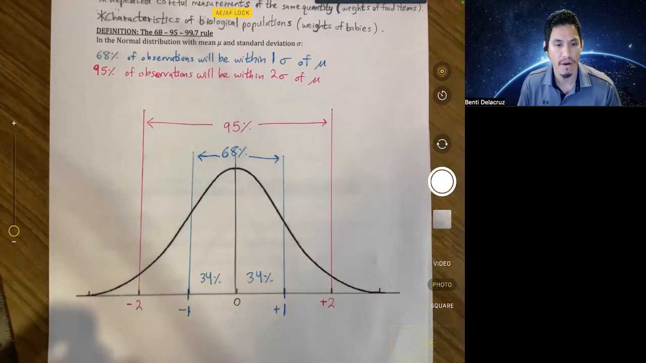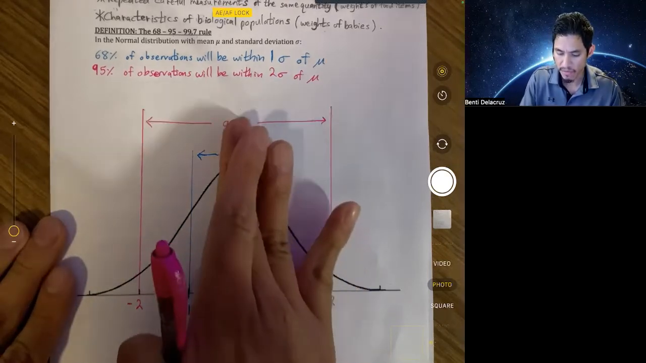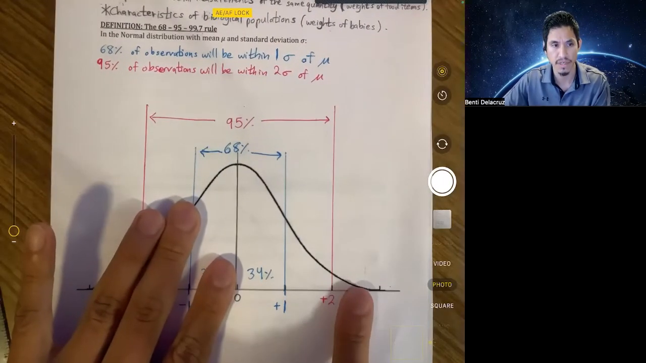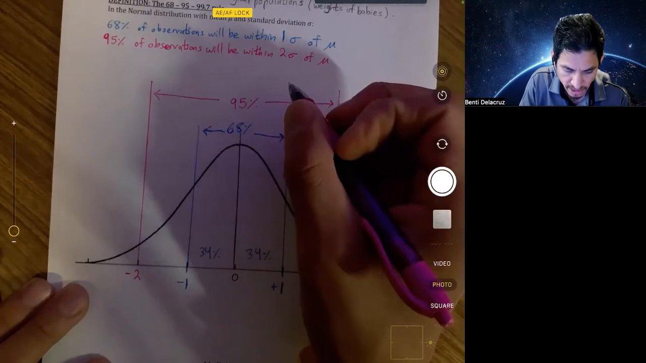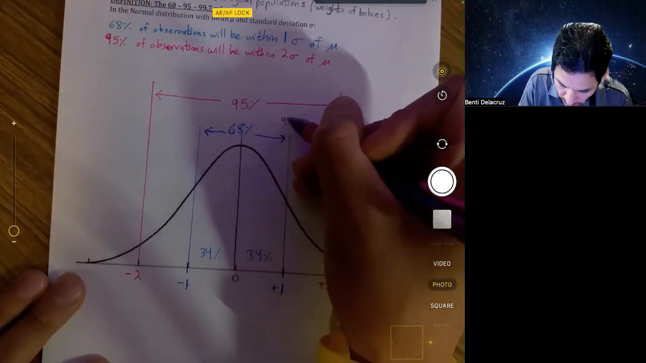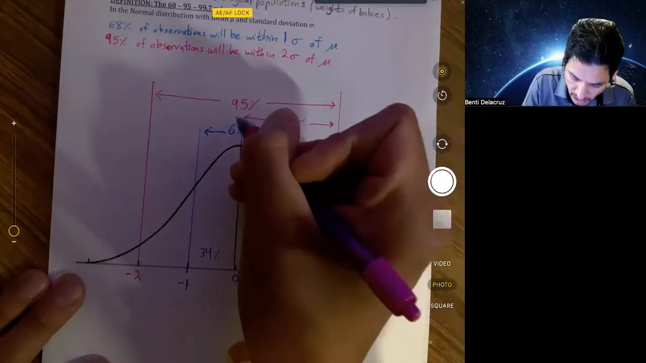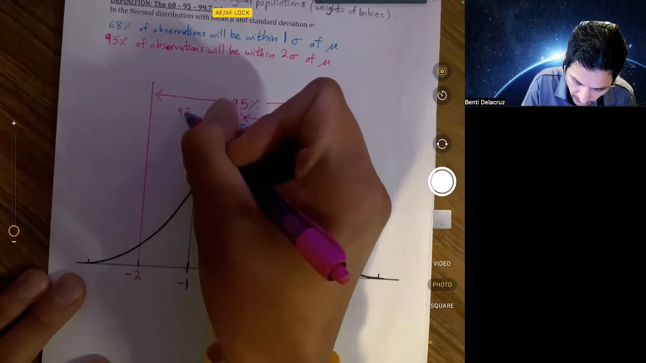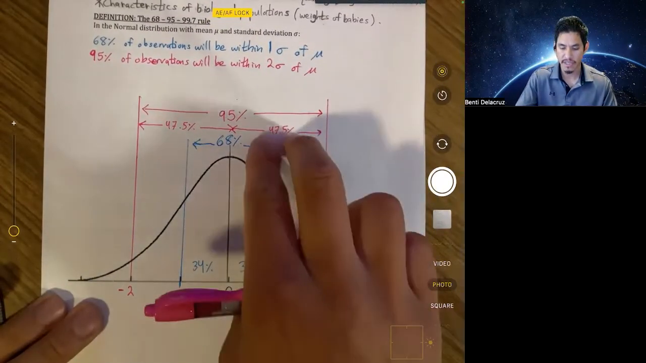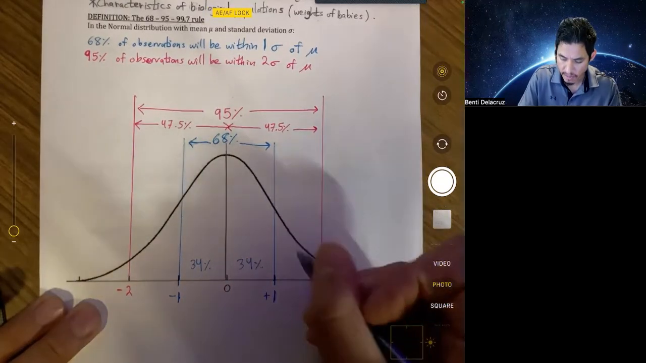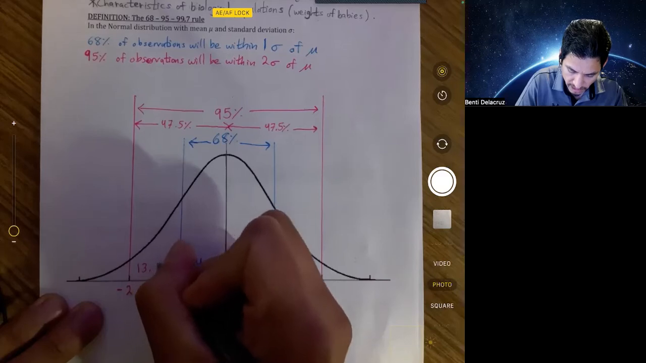All right, so now breaking this down, since this is again a symmetric curve, half of 95% will be from here to here, from 0 to 2 standard deviations, and the other half will be from 0 to -2 standard deviations. So half of 95% is 47.5%. So 47.5% lie from the center to there, and the other 47.5% lie from here to here. Now, since 47.5% lie in these 2 regions, that means 13.5% lie here, because 13.5 plus 34 makes 47.5, and another 13.5% lies over here.